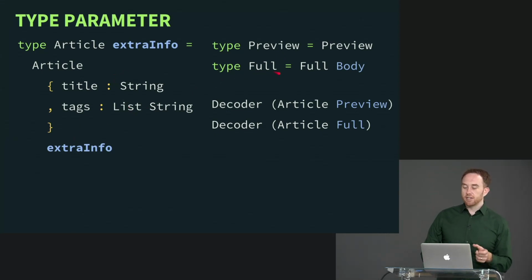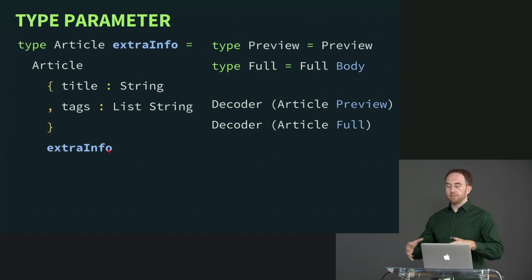But if I'm pattern matching on one of these that is full, then I can say, oh, I see I have a body inside there. I can get that, I can work with it, I can render it. So on the page that renders the entire article, we have a full, which means we have the body, and on the feed, we only have the preview.